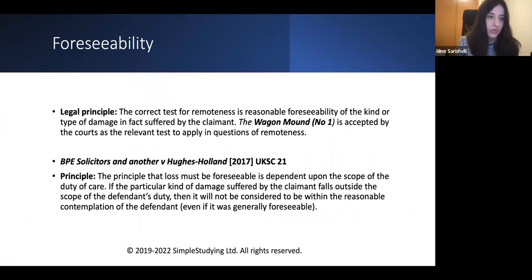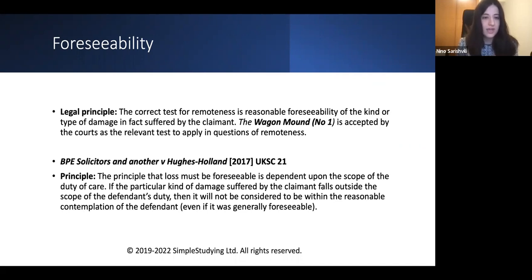When you're applying the remoteness test, you should cite the relevant authorities and principles. For example, the correct test for remoteness is reasonable foreseeability. The foreseeability is key here. You should show to the examiner in a problem question or essay question that foreseeability is established. You can cite the case of Wagon Mound, which is an accepted authority for foreseeability questions on remoteness.